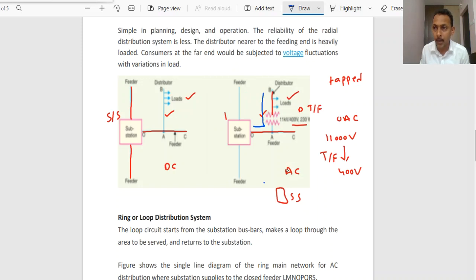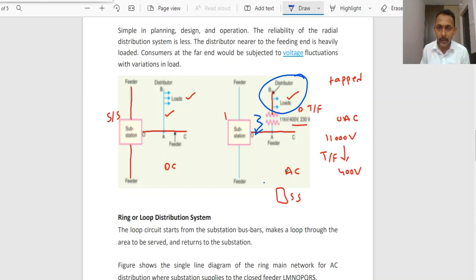There is only one single path. For example, if any problem or abnormal condition arises, or if any electrical fault has occurred on this feeder, the entire supply to these loads will get disturbed, because there is no other way or path to provide the electrical supply to this load. If any fault or abnormal condition has occurred on this feeder or substation, this is the drawback. The customers will get affected, continuity of supply will get affected, reliability will be low.